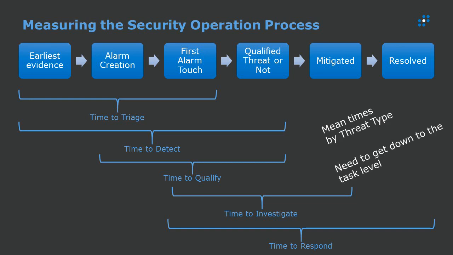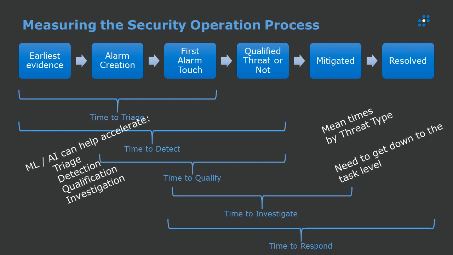In order to effectively measure our security operations processes, we want to get down to being able to work out the mean times it takes me to respond by the threat type. What are the mean times it takes me to qualify out a false positive? And in order to do that, we really need to get down to the task level. Obviously, the idea is we want to reduce the mean time to detect, reduce the mean time to investigate and respond. And machine learning approaches can really help us accelerate our triage, our detection, our qualification and investigation.